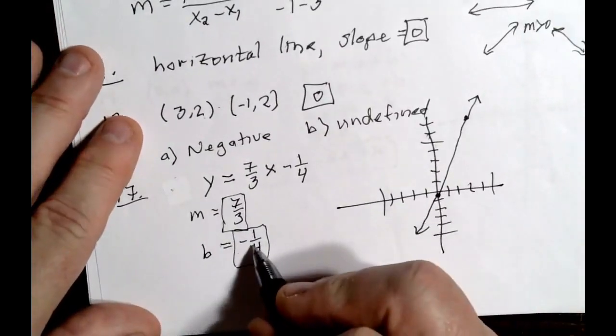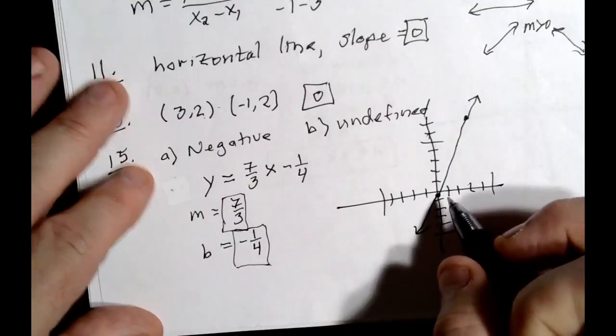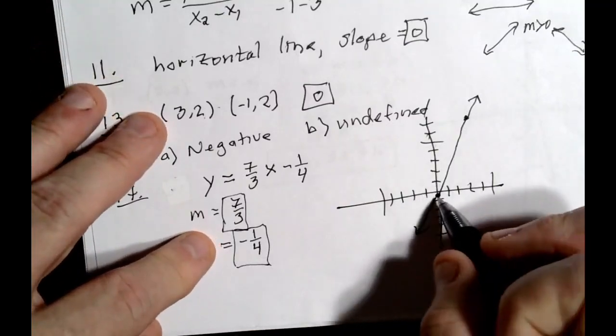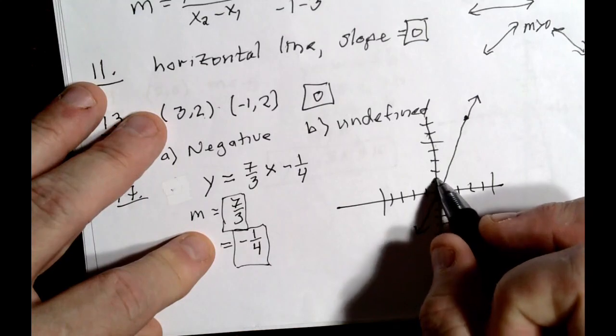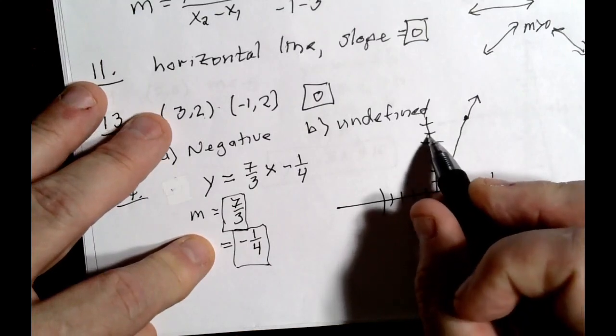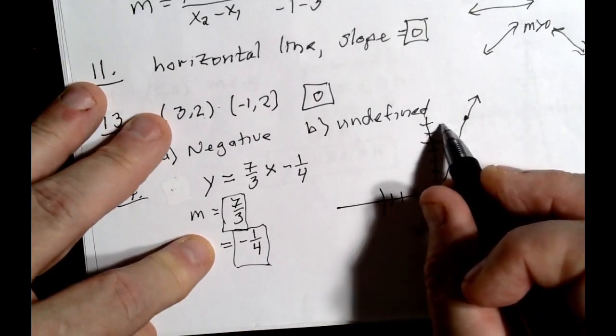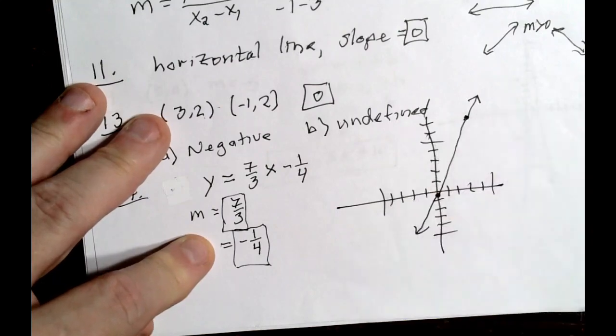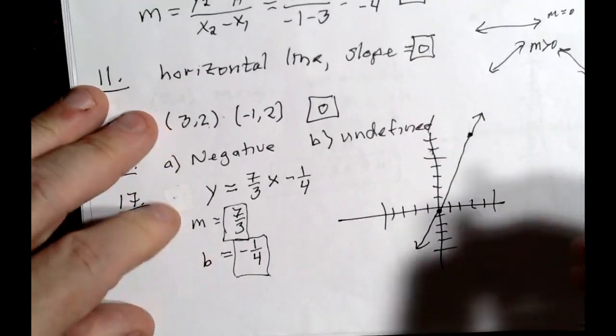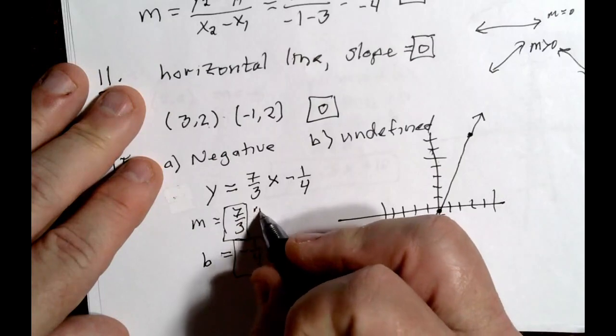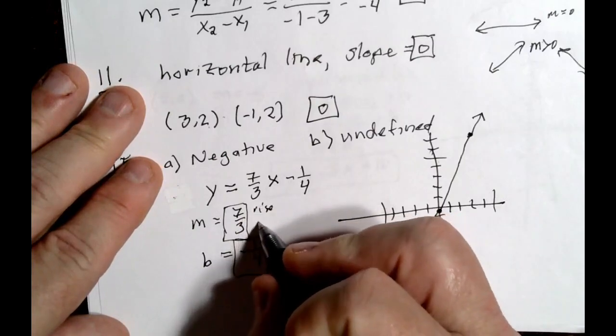Well, you can graph b is minus 1/4 right there, and m is 7/3. That means you rise 7 units. 1, 2, 3, 4, 5, 6, 7, and then over 3. And there you go. Connect the dots. So this tells you how far to rise. This tells you how far to run.